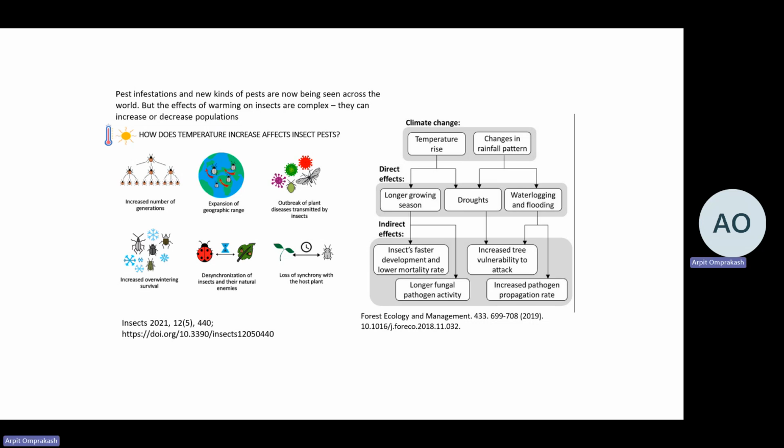And here on the right hand side, we can see a flow chart which shows how a rise in temperature and changes in rainfall patterns directly and indirectly affect insects. Right.